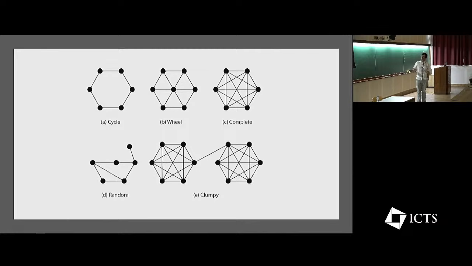Remember from the very first presentation, I described some of the network structures that we would look at. We've spent a lot of time talking about the cycle, the complete network, a little bit of time talking about the wheel. I'm now going to talk about these ones down here. We're going to look at random networks, and in particular, we're going to look at random networks that have cliques.